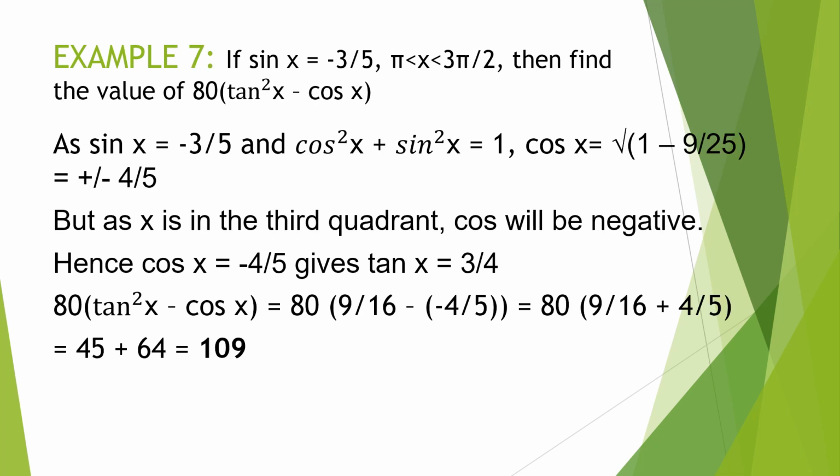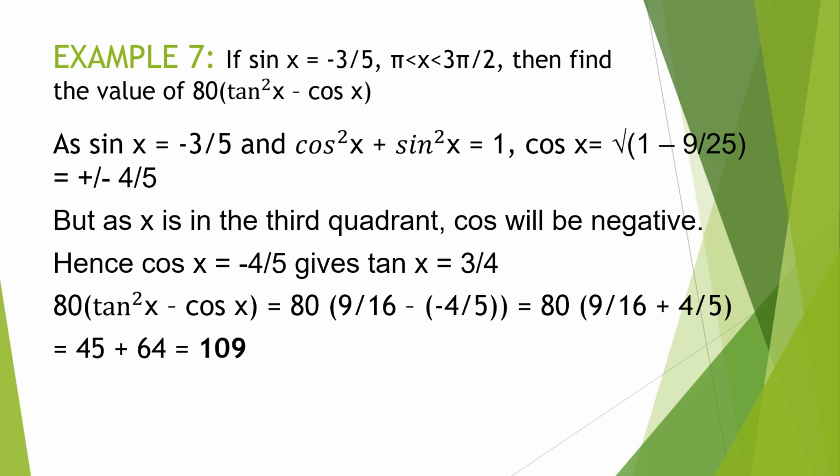Example 7. If sin x is equal to minus 3 by 5, and x lies between pi and 3 pi by 2, then find the value of 8 into tan square x minus cos x. Now see, in this case, what we are given is our angle lies between pi and 3 pi by 2, meaning in the third quadrant.